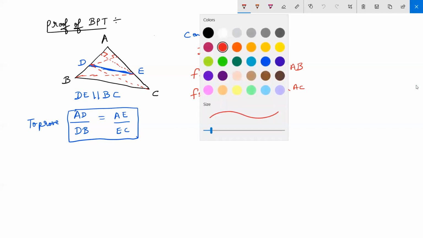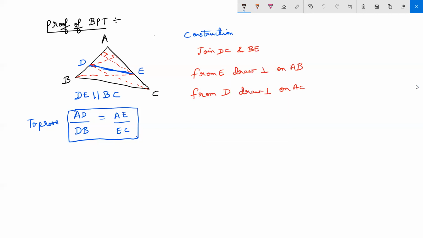Now, see how to proceed. You know what you have to prove. So you have done the construction. Now, if you consider the area of triangle ADE, what is the formula for area of a triangle? Half into base into height. Half into base into height. So this area of triangle ADE can be written in two ways.